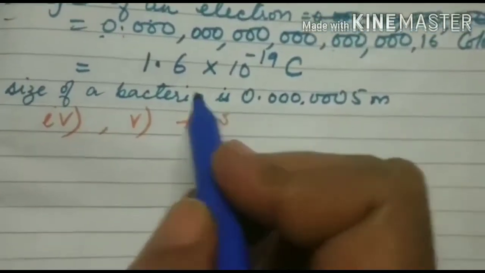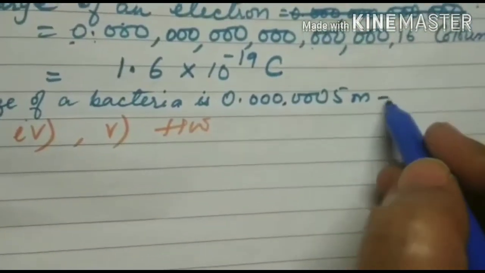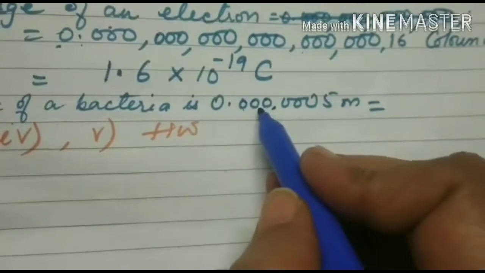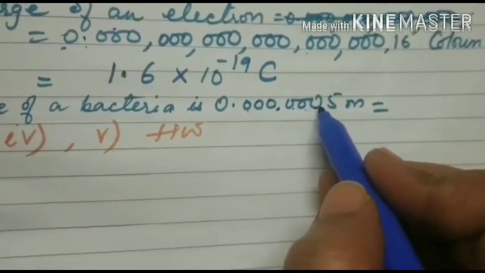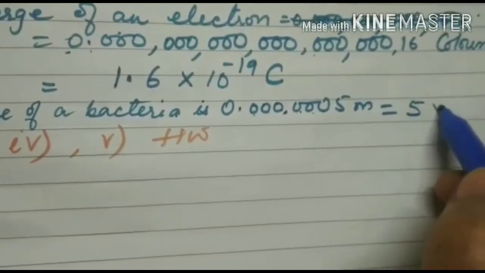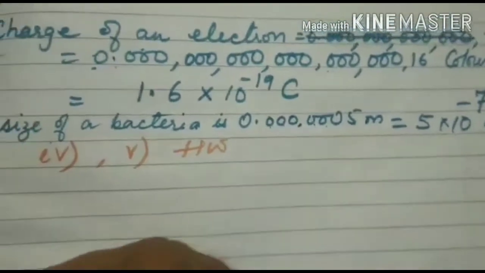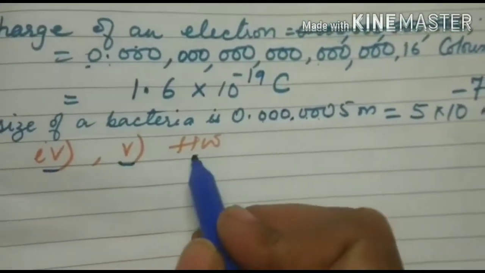Similarly, the next question, the third question: the size of a bacteria is given. You have to convert. So first we'll count the zeros, 1, 2, 3, 4, 5, 6, and after this 7. So after 5 we'll write 5 into 10 raised to minus 7 meters. Similarly, you can try out questions 4 and 5 as homework.